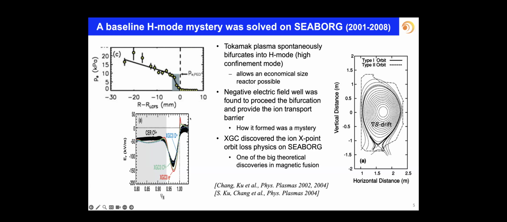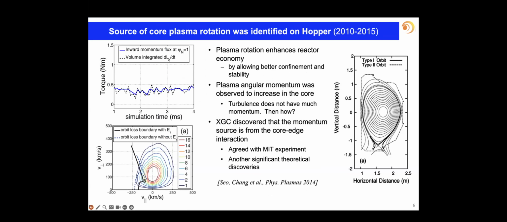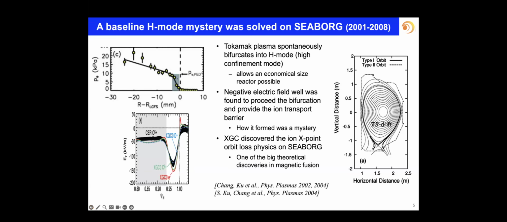And they found out by experiment that there is an electric field forming right in this layer. And you can see there's a negative electric field. And that somehow had a relationship with this spontaneous transition or bifurcation into this H-mode.